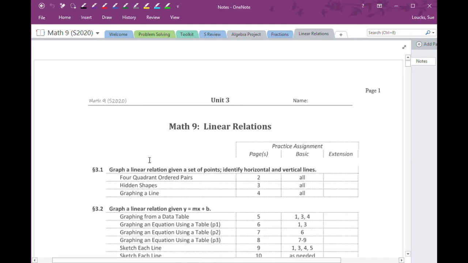Hi, welcome to Unit 3 of Math 9. This is all about linear relations, or graphing as most people call it. But we are specifically looking at graphing linear relations. And then we move into some algebra, actually.